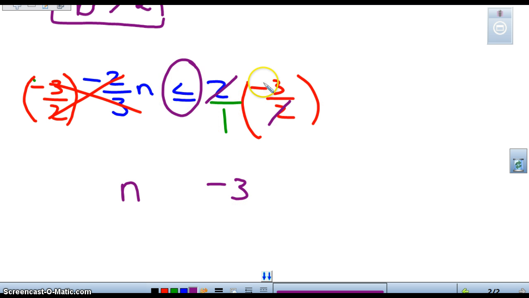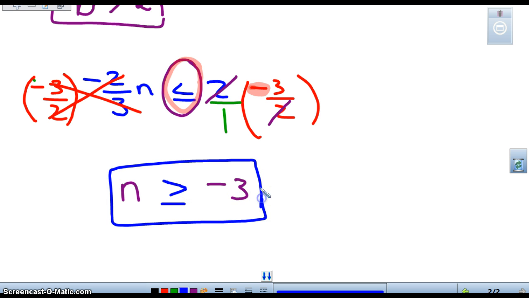Anytime we multiply or divide by a negative number, like we did right here, we have to reverse the sign. So what do I mean by reverse the sign? Flip it. So instead of less than or equal, it's now greater than or equal. So when do we reverse the sign? Anytime you multiply or divide by a negative.